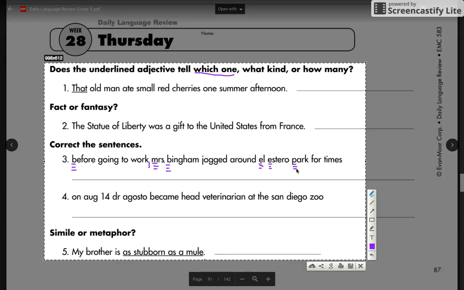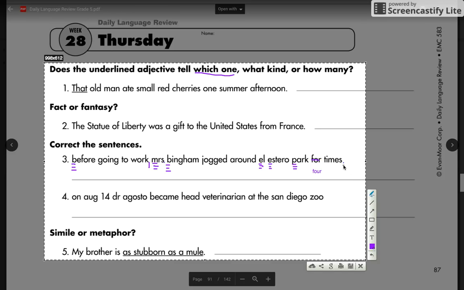It's just like the name of a business. You capitalize all the words in the name of a business. The name of the park is El Estero Park. It's like Lake Michigan. You don't just capitalize Michigan. The name of the lake is Lake Michigan. The name of this park, El Estero Park. Now, four, that's the homophone problem. So we have to change it to the number. It should be 4. Okay. Before going to work, Mrs. Bingham jogged around El Estero Park 4 times. Period. I think that's it.